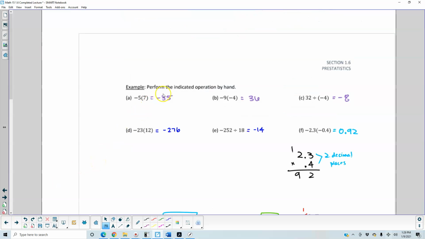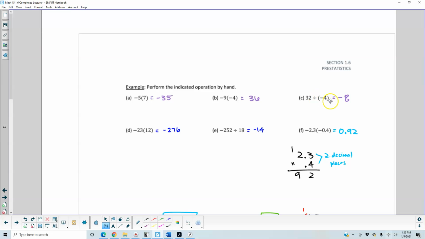So for example, perform the indicated operation by hand. Negative 5 times 7: 5 times 7 is 35, and a negative times a positive makes that negative, so the answer is negative 35. Okay, a negative times a negative is a positive, so 9 times 4 gives us positive 36.